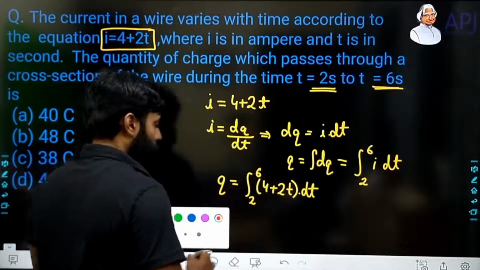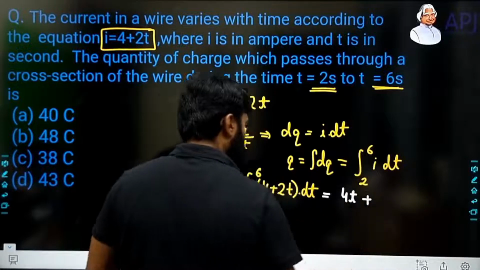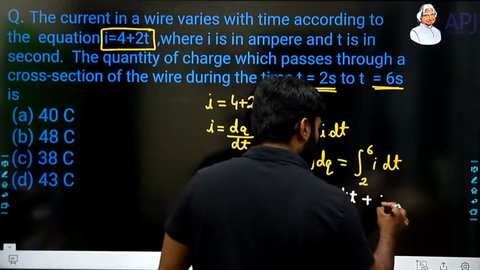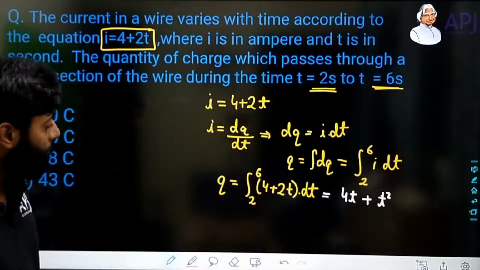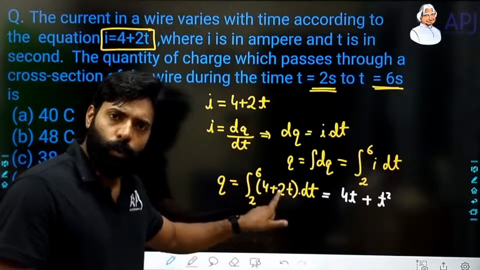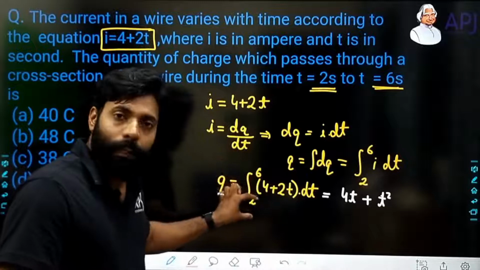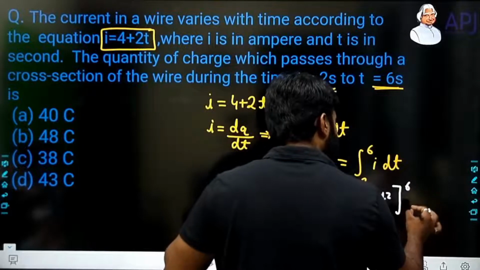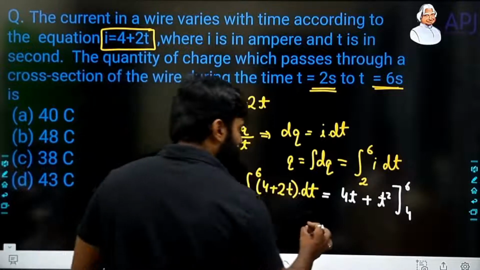So it becomes 4t plus 2t square by 2. 2t square by 2, the 2 will cut, it will become t square. And these are the limits which are given to us, 6 and 4. Now subtract this to get your answer.